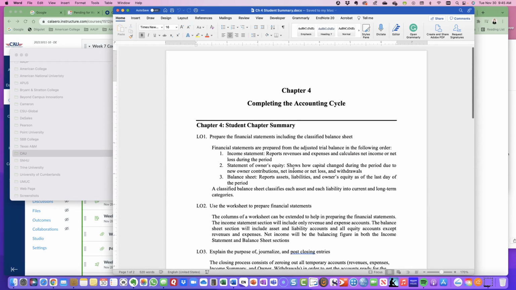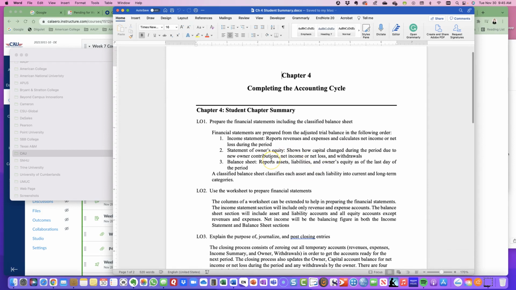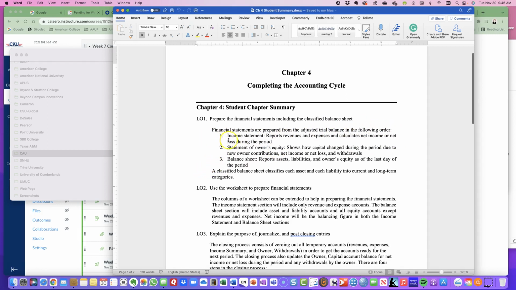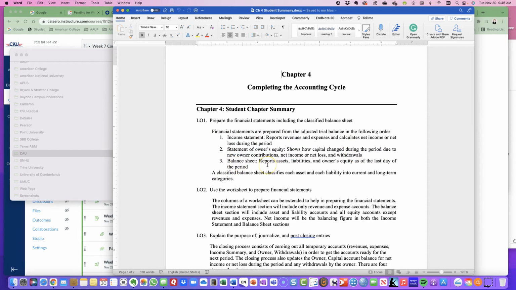Hopefully here you'll see that the first learning objective is to prepare the financial statements, including the classified balance sheet, and we prepare those from the adjusted trial balance, right? We start with the income statement, which gives us revenues and expenses, and then we calculate the net income or loss. Then we move to the statement of owner's equity, where we need the net income, and this gives us our ending balance in our retained earnings, which we're going to need for the balance sheet.